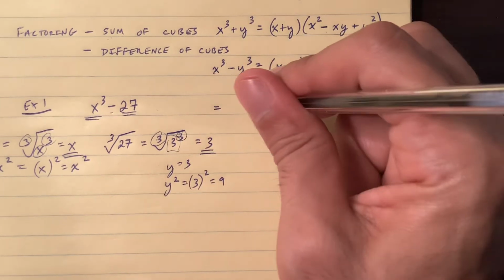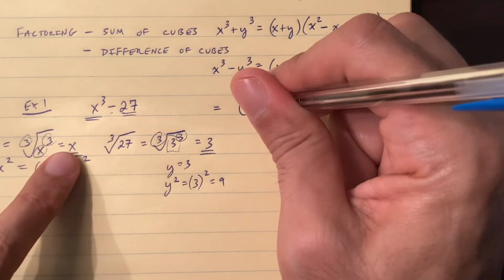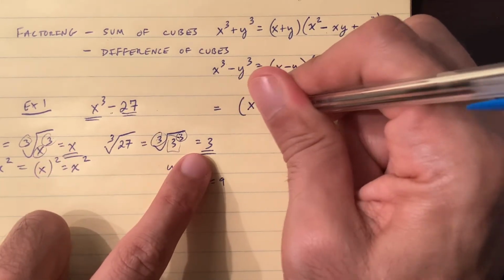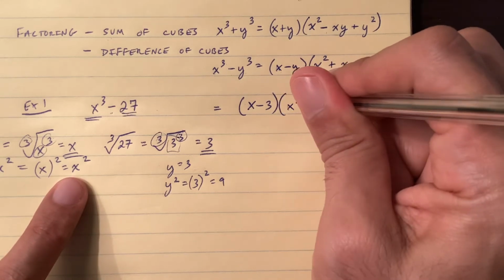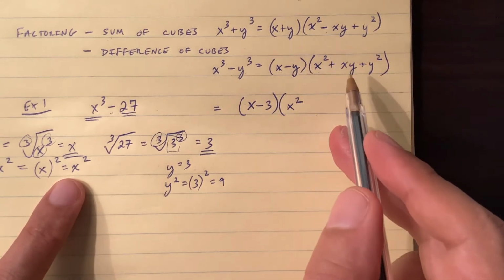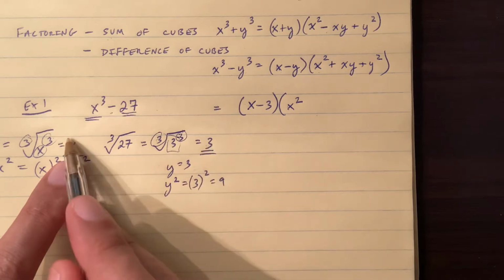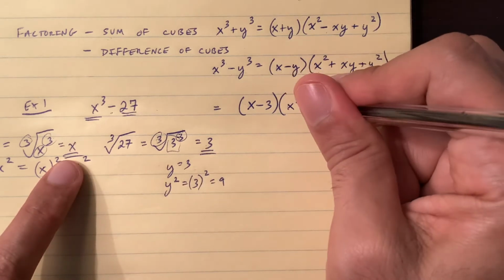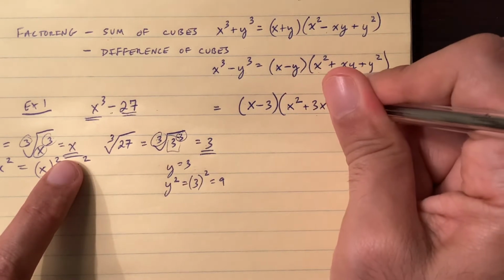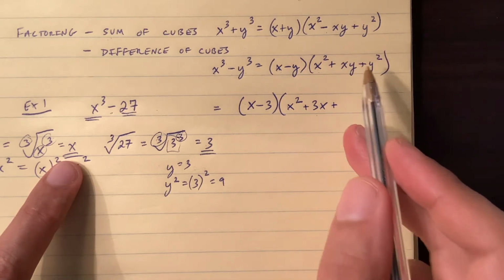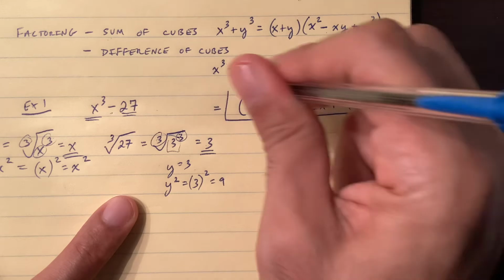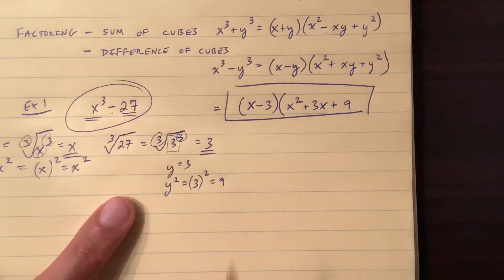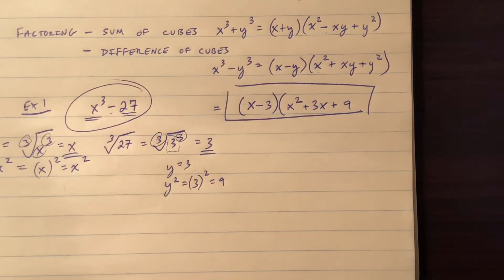So this is going to be equal to x minus y. So x minus 3. x squared is x squared. Plus the product of x and y. So x and y, x times 3 is 3x. Plus, always positive, y to the second, which is 9. And we have now factored x cubed minus 27.